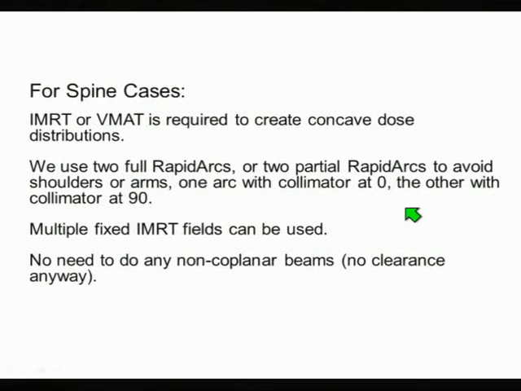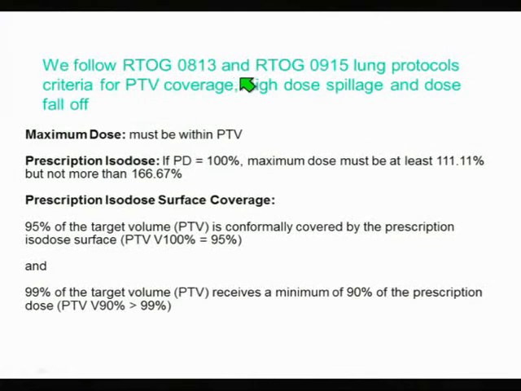So for spine cases, because you are trying to create a concave dose distribution, IMRT or VMAT is required. At this point, we use 2 full RapidArcs or 2 partial RapidArcs to avoid shoulders or arms. One arc will be at collimator angle 0. The other will be at collimator angle 90. And before we had RapidArc, we used multiple fixed IMRT fields. And we don't find any need for non-coplanar beams, because most of the time you don't have clearance anyway. We follow the RTOG 0813 and RTOG 0915 lung protocol criteria for PTV coverage, high dose spill, and dose fall-off. Again, our planners look at those 2 tables very carefully.